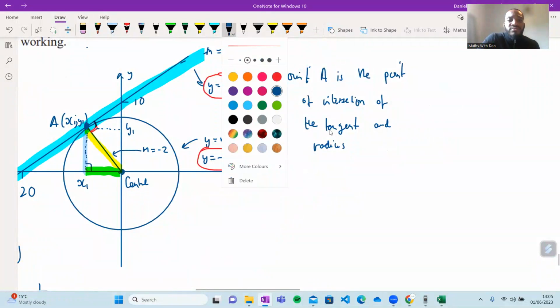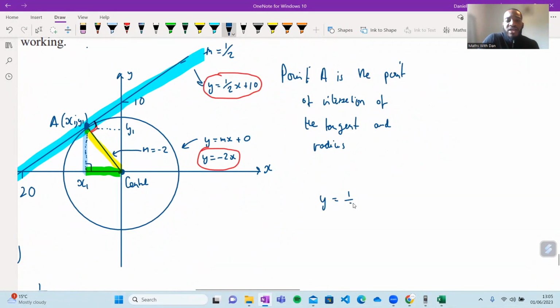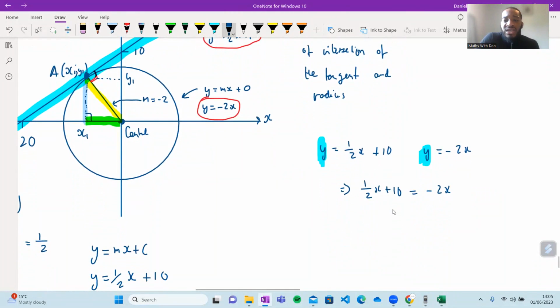Now, how do we find the point of intersection when we're given two lines? We've got y equals a half x plus 10, and we've got y equals minus 2x. What do we use? I'll give you the initials: SE. Exactly. They're simultaneous equations. But they both have y, so we can just say that 1/2x plus 10 must be equal to minus 2x. That way I can just calculate what x is.